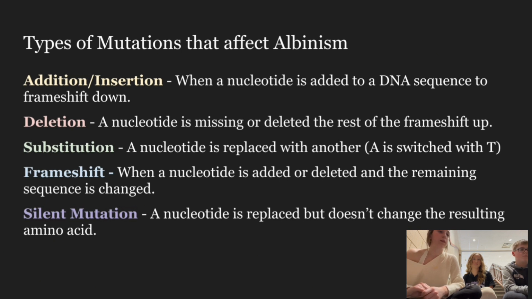So an example is A is switched to T. And then a frame shift is when a nucleotide is added or deleted and the remaining sequence is changed. And then a silent mutation is where a nucleotide is replaced but doesn't change the resulting amino acid.